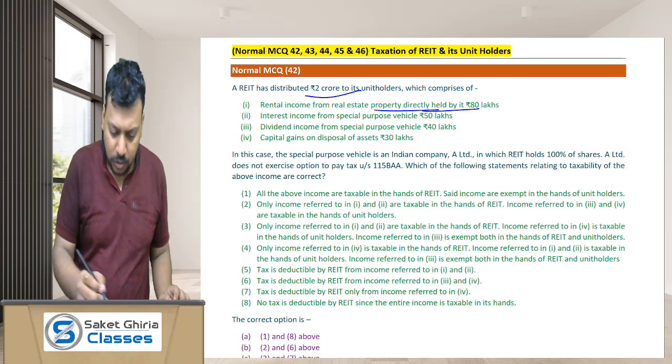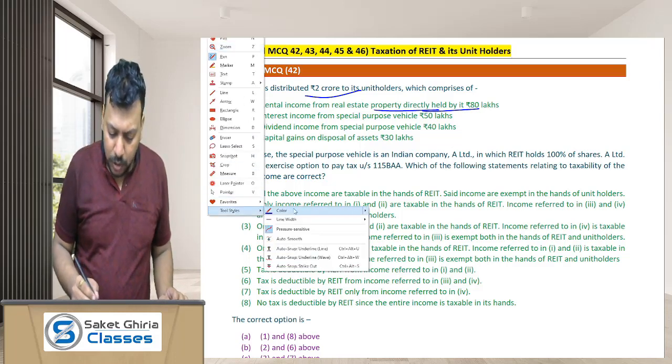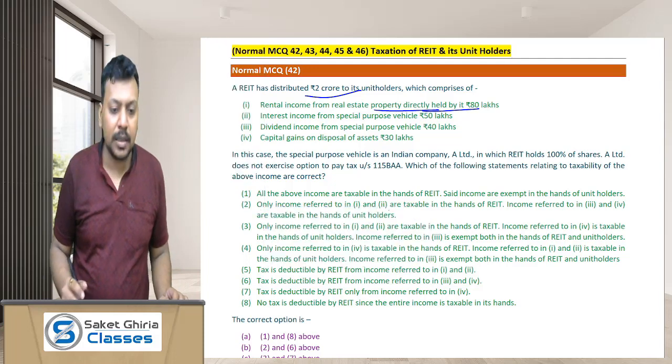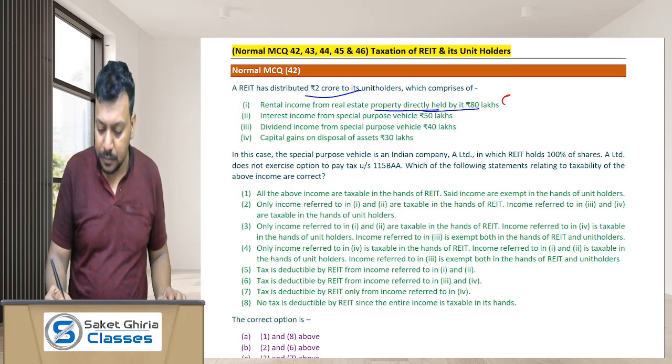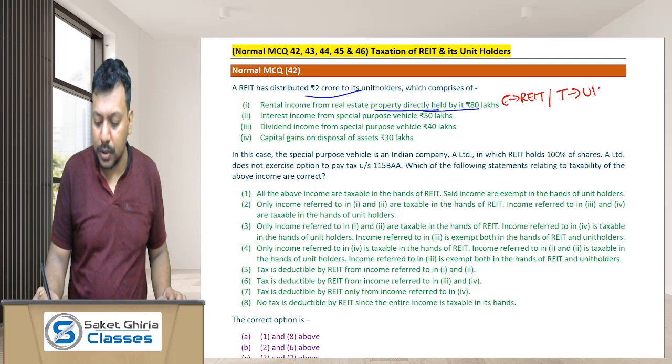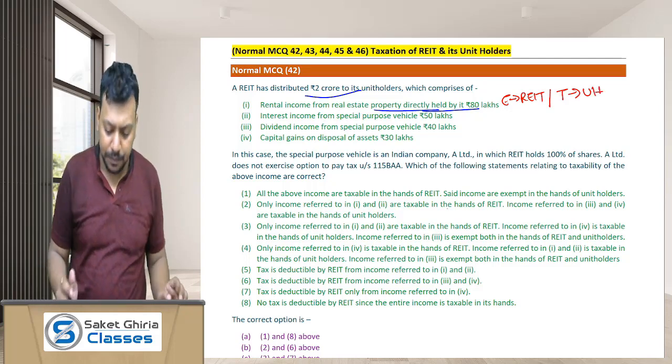So dear friends, listen to me very carefully. Out of rupees 2 crore, 80 lakh rupees is basically the rental income. This rental income is exempt in the hands of RIT, but taxable in the hands of unit holders. I hope everybody is clear.